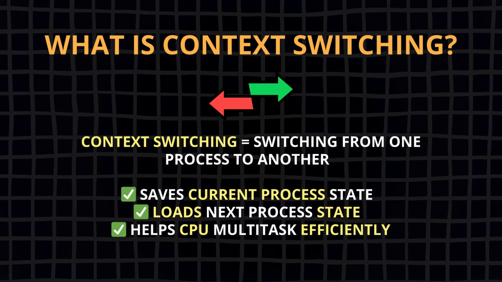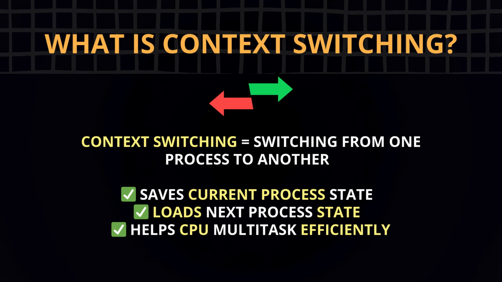So first of all, let's see what is context switching. It is the process when the CPU stops working on one process and starts working on another. But before switching, it saves the current process's state so that it can resume later from where it left off. Then it loads the state of the new process. This allows the CPU to multitask efficiently.